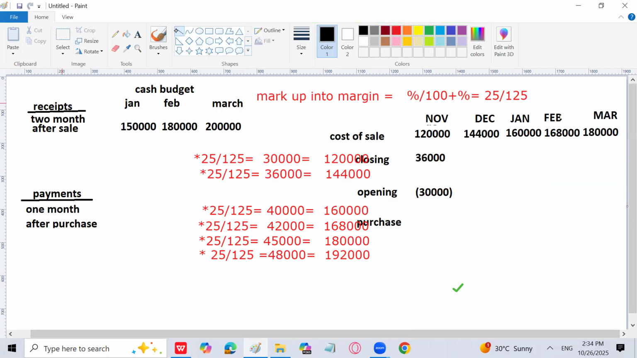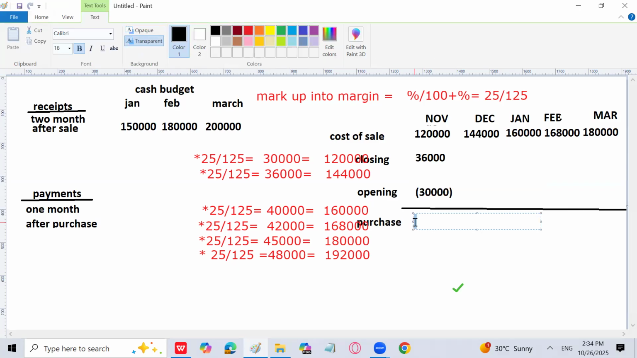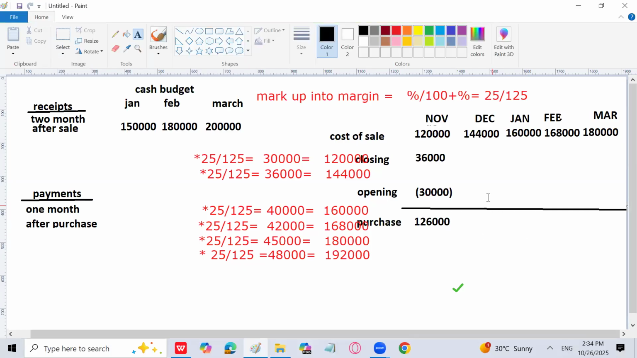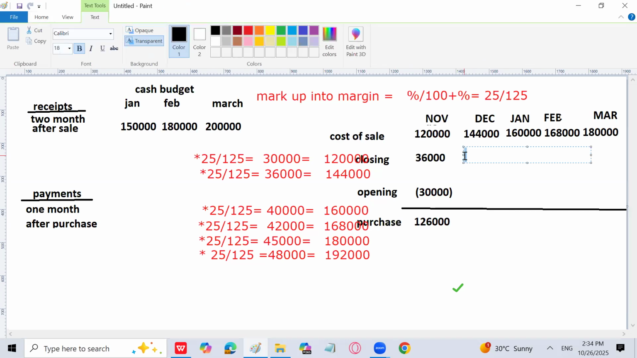Now I can calculate the purchases for this particular November, and November purchase is supposed to be paid in December, which was not required actually according to the question, but it will be required. You will see. Now, next. 1,60,000 into 0.25, that is going to be 40,000. And the same November closing inventory will become the opening inventory of December. So I can find it out. That is going to be 148,000 is the purchases.